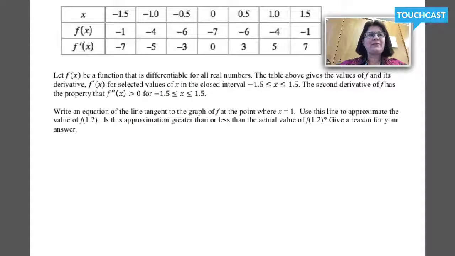All right, let's see how we do here. I'll point out that this is from the 2002 free response section. It's one part of a 4-part question, and notice how many little parts there are within this part. So we're going to make sure we hit them all. We have a table of values for a function f and f prime. We've been told that f is differentiable, so it must be continuous. We've been told that it has a second derivative, and that the second derivative is always positive.